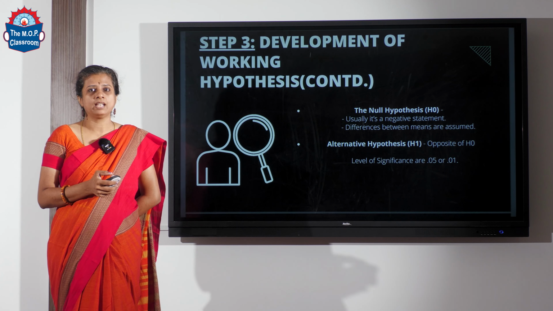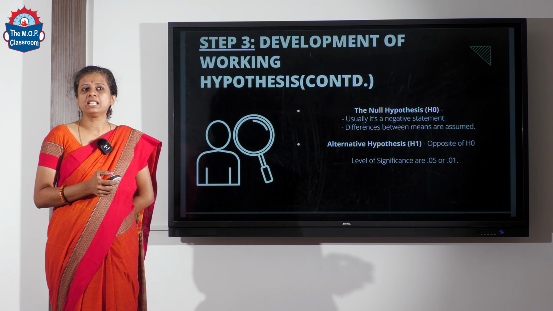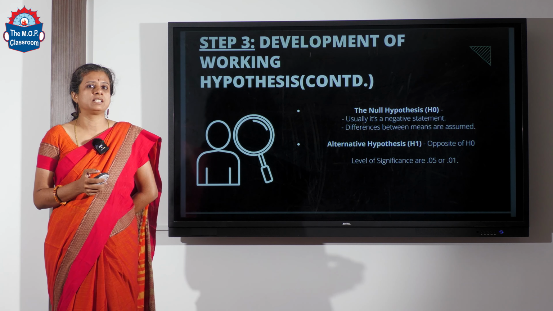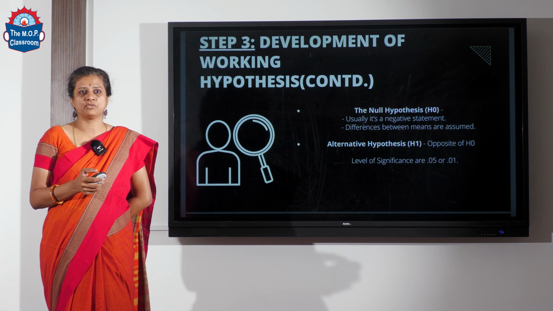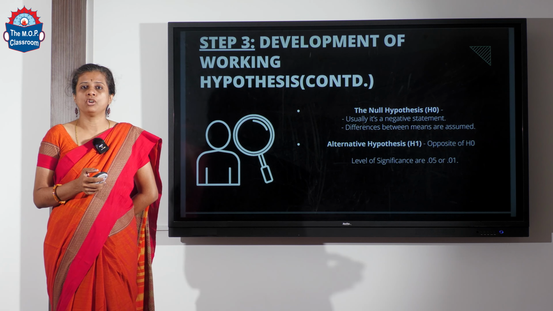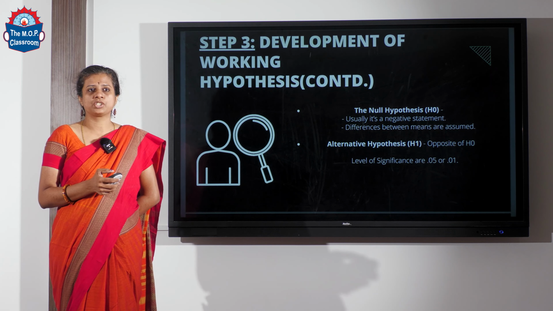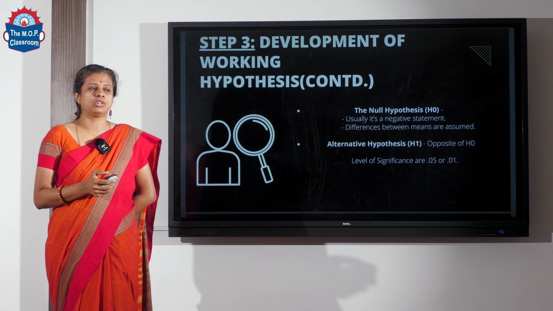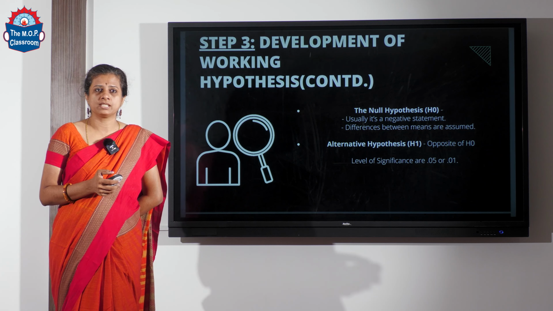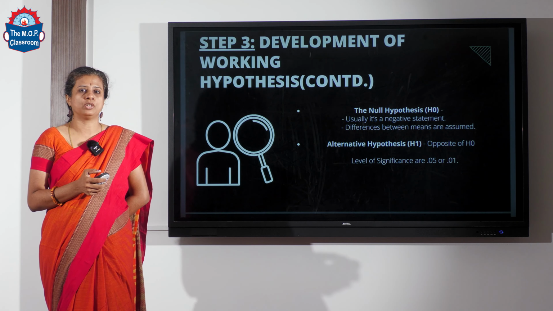First one being the null hypothesis, which is represented as H0, which is basically a negative statement in which there is a difference of mean that is being assumed in two different types of data. The second one is the alternate hypothesis, which is the opposite of the null hypothesis. The acceptance or the rejection of hypothesis is basically on the level of significance which is accepted by the researcher as 0.05 or 0.01.